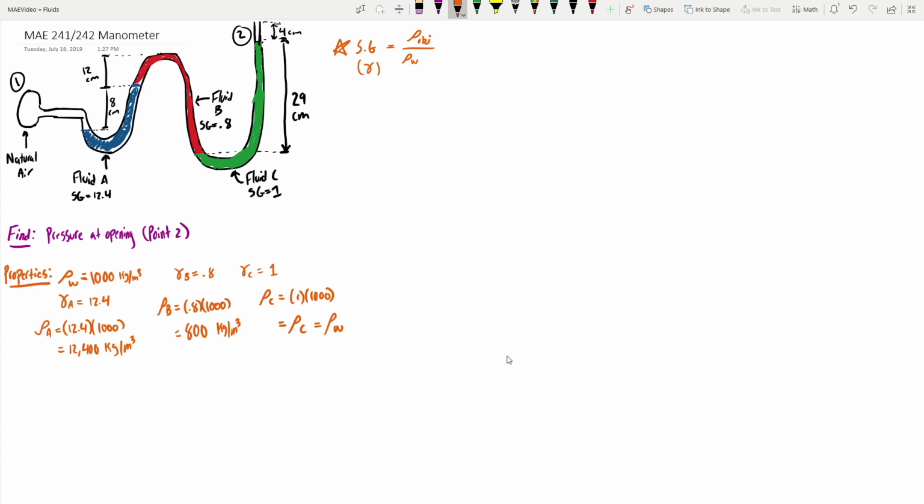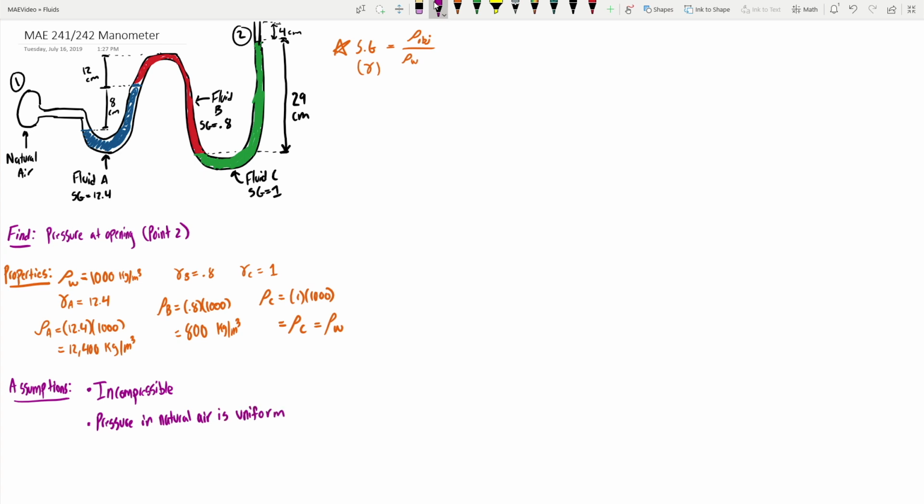From here, I also like to write down my assumptions. So let's write that down as well. Some assumptions for this problem. We're going to go ahead and say that these fluids are incompressible. And then we're also going to say that the pressure in the natural air is uniform.